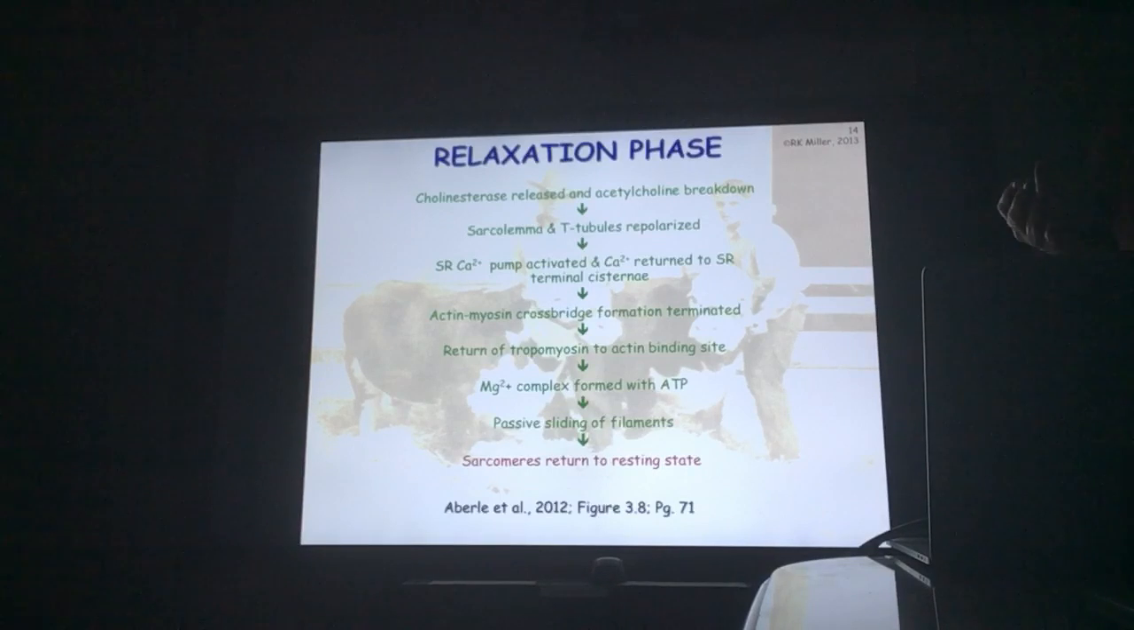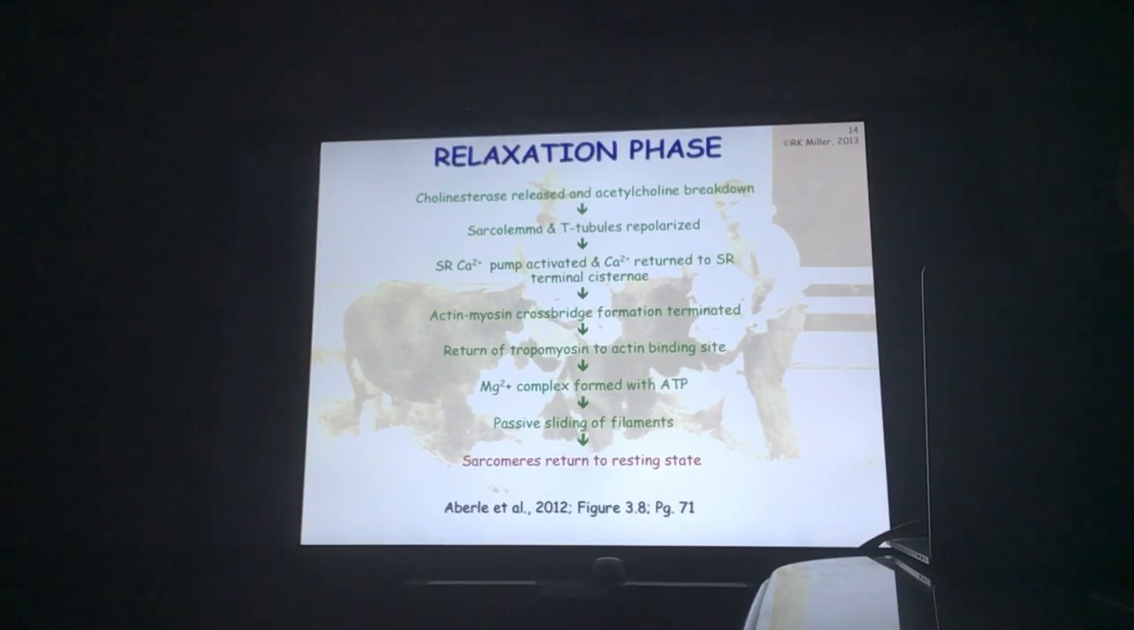To do that, the first thing we have to do is stop the action potential. The action potential does a couple of things. The most important thing that it does is it closes the calcium channel on the sarcoplasmic reticulum and stops the calcium flooding into the sarcoplasm.